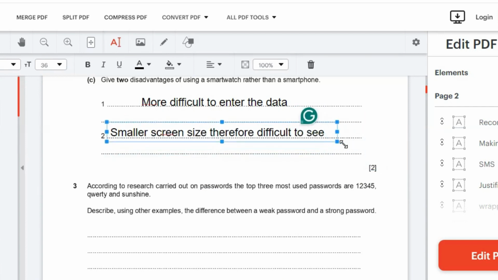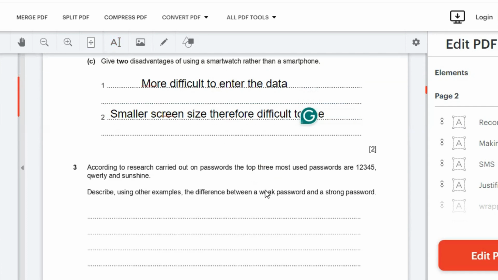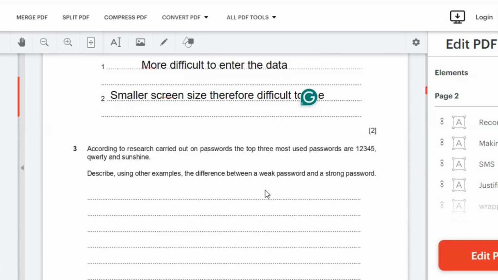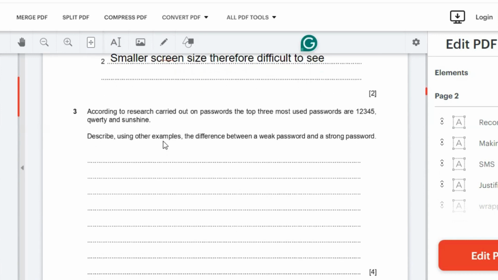Alright. So another one is more difficult to enter the data. We've said that one. More difficult to access detailed apps, for example, email. So those are the disadvantages of using a smartwatch rather than a smartphone. So question number 3.